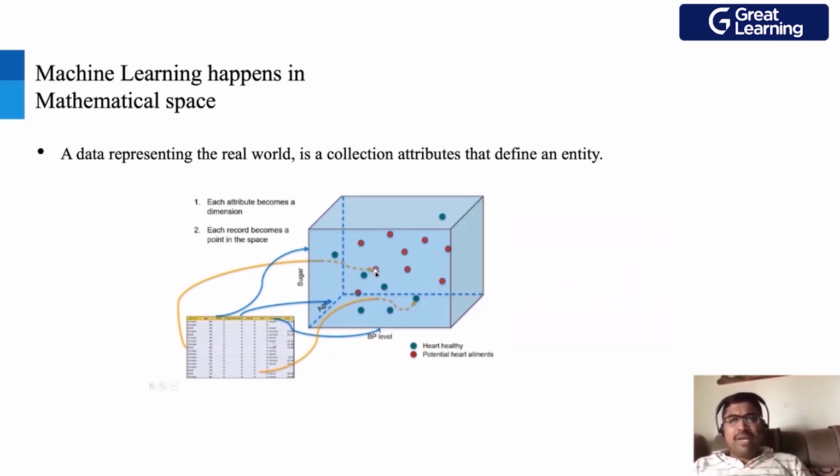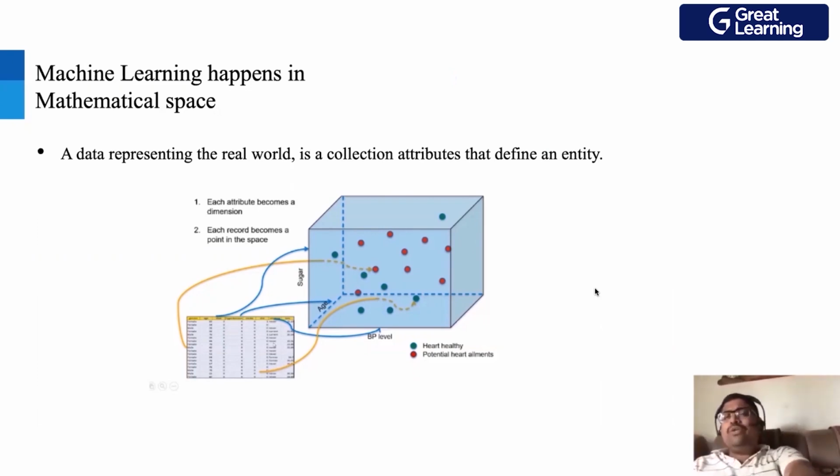If you take just this point, at least in this scenario, it has 3 characteristics being represented: his age, his BP level, his sugar levels, and whether he is heart healthy or not. A potential ailment is there. That's what this data point says. So every data point gives us that interpretation, and every data point you can start representing in a mathematical space. This is also called feature space or mathematical space, whichever you call it.